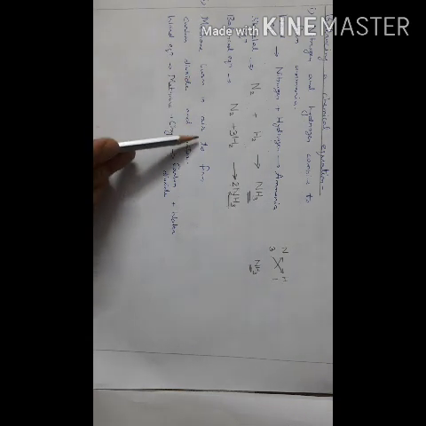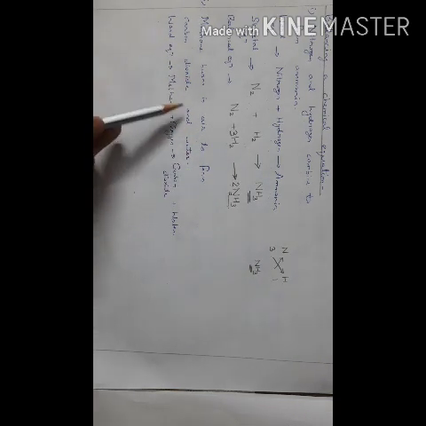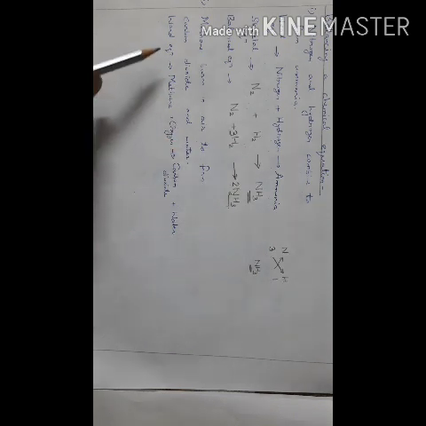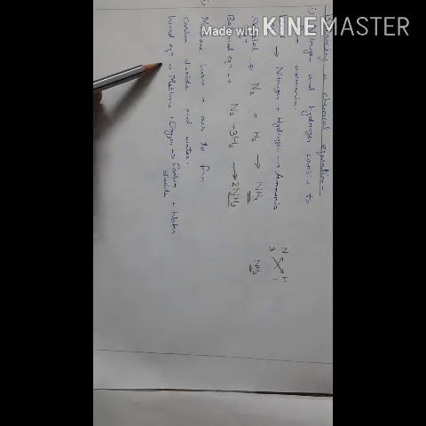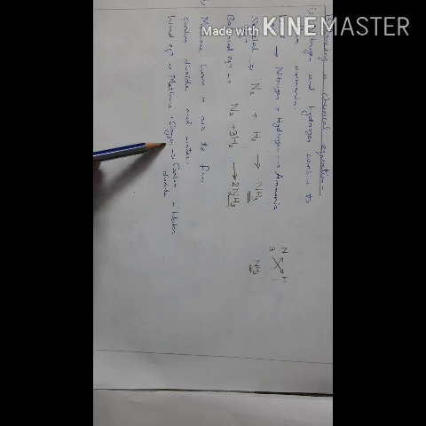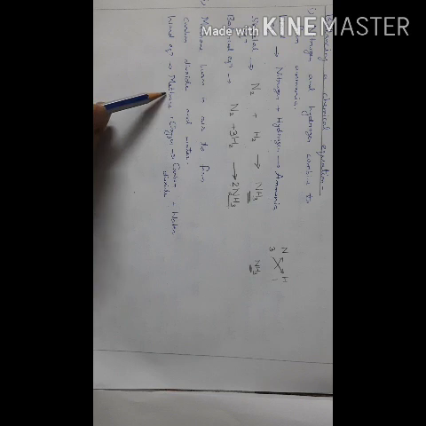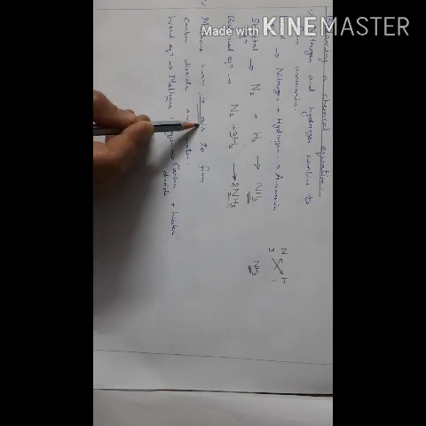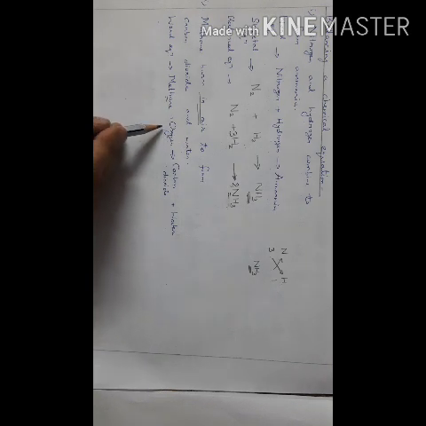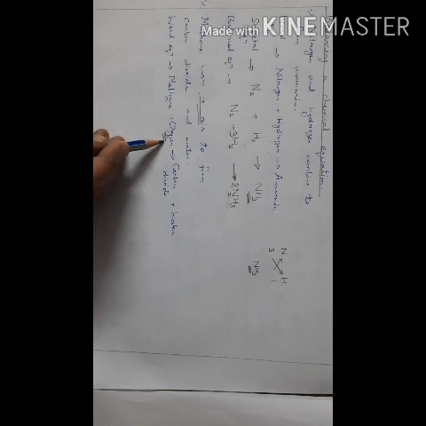Methane burns in air to form carbon dioxide and water. Writing it in the form of a word equation: methane plus oxygen gives carbon dioxide plus water. Now what is this methane? Children, because it is given burns in air, for the process of burning we require oxygen. So whenever you are given burns in air, or a compound undergoes combustion, that means it is going to react with oxygen.